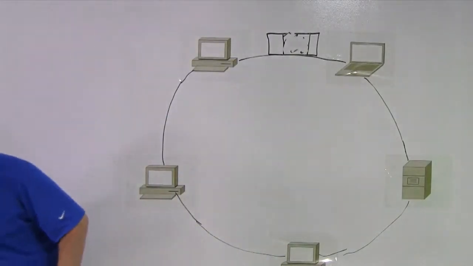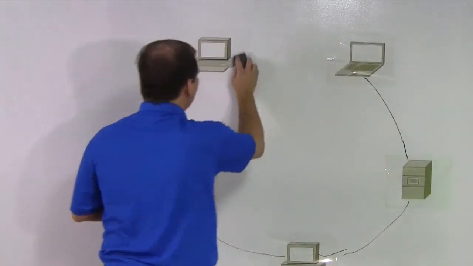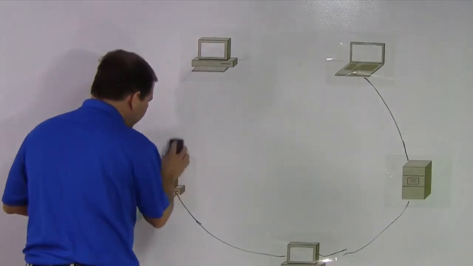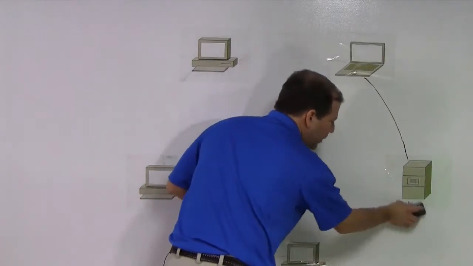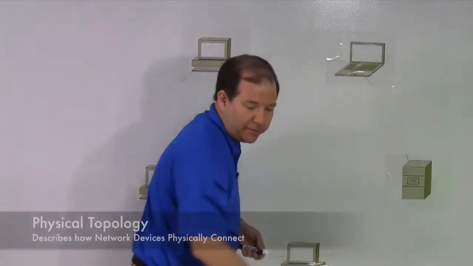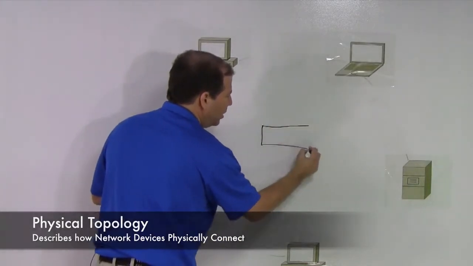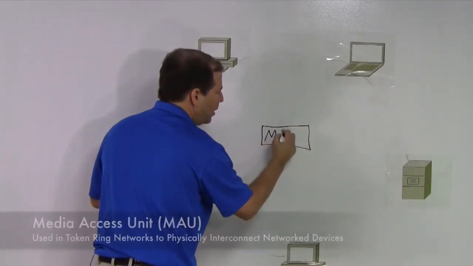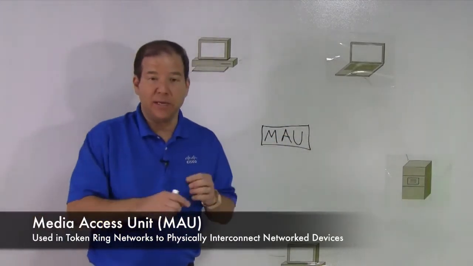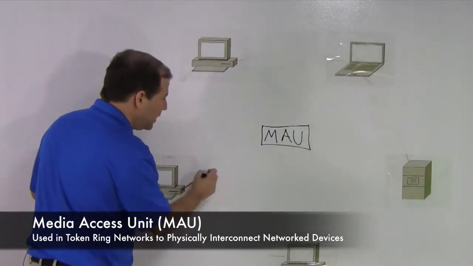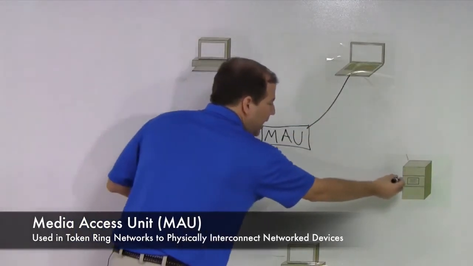However, we don't physically connect things in a ring topology. It's still connected much more as a star topology. So here's what we would have. We would have a device in a token ring network. It's called an MAU, or a media access unit. And devices would connect in to this media access unit.